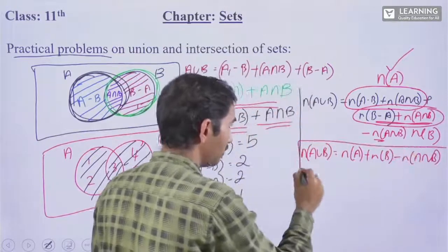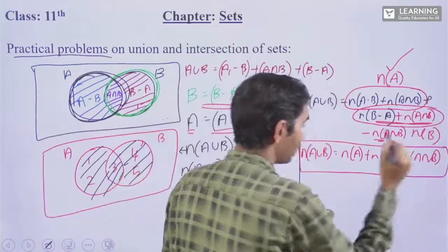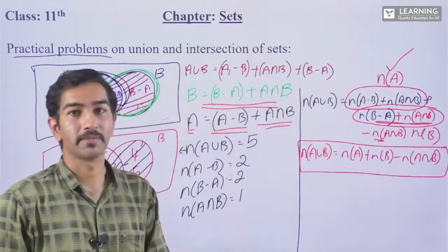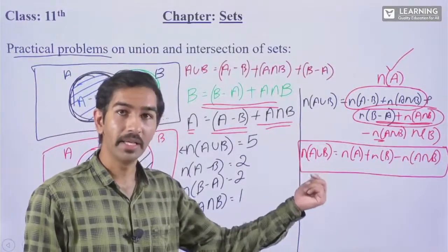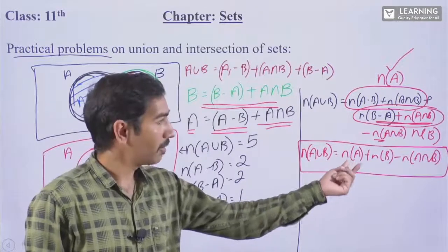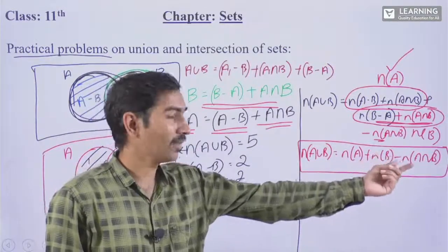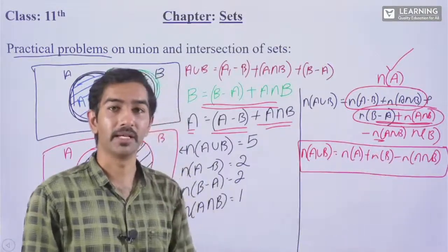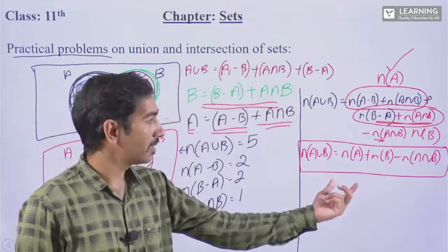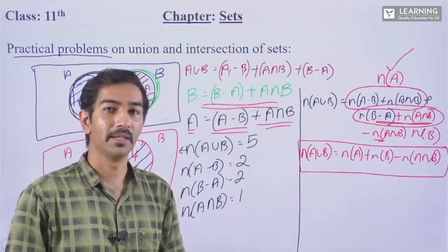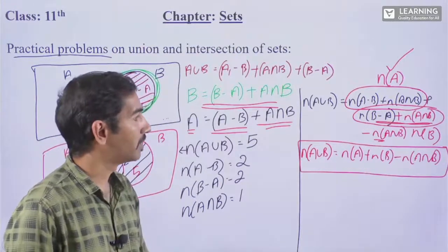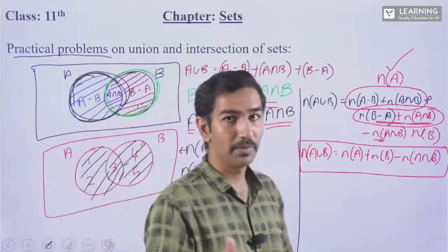So note this down. This is also called the addition law. So to find out the number of elements in A union B, it is N of A plus N of B minus N of A intersection B. Alright. So keeping this formula in mind, we'll be solving a few examples. Just make a note of this. We'll start with a few problems.